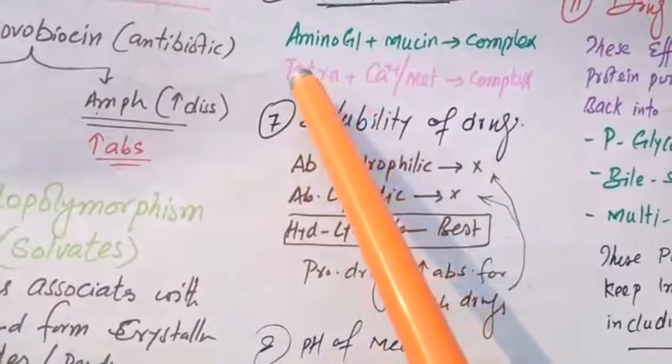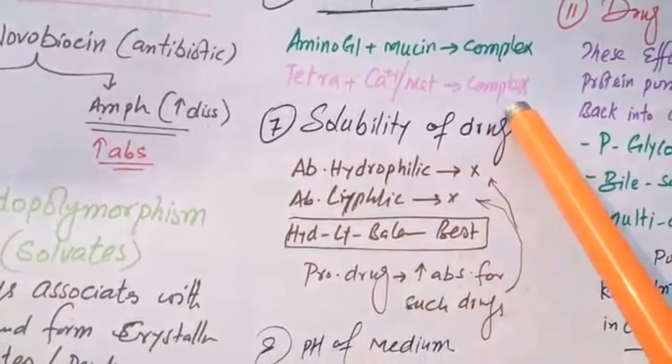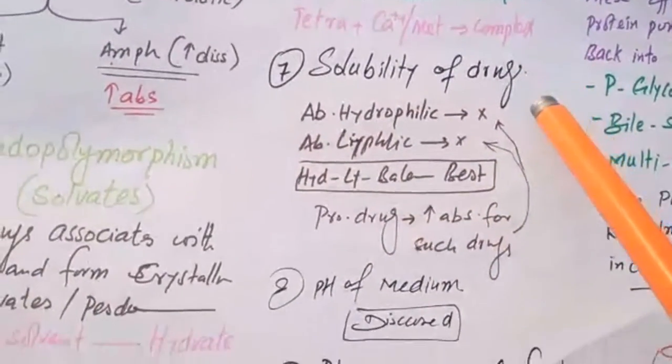Similarly tetracycline or quinolones form complex with calcium or metal, and इसकी absorption decrease हो जाती है.